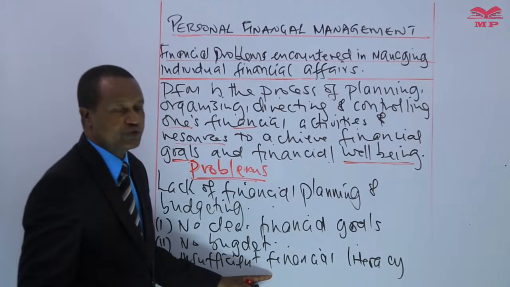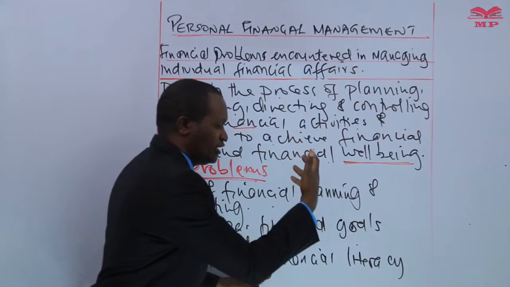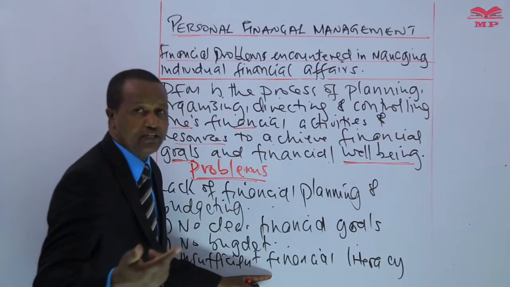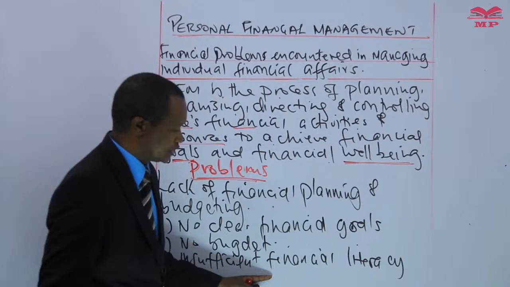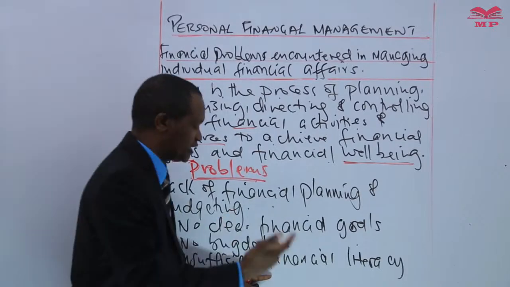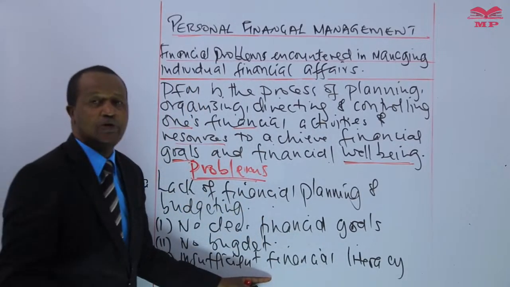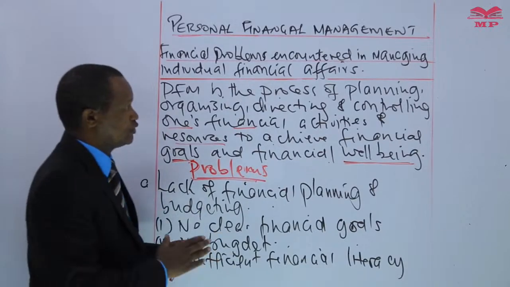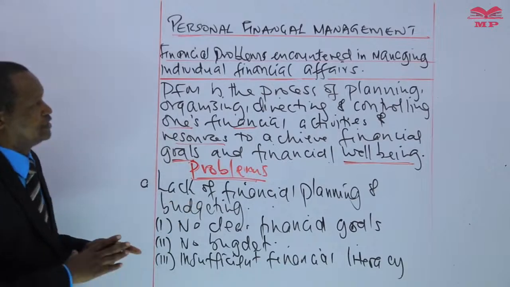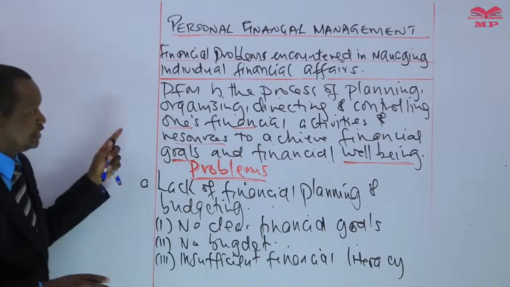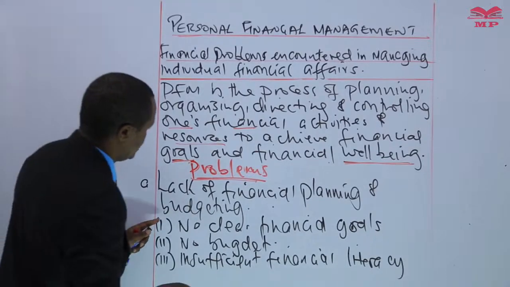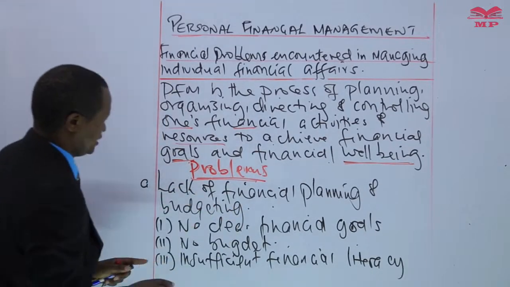And it's common for individuals to seek medical advice, to seek advice in other areas, but in my experience in my life, I've observed that individuals rarely seek financial advice on their personal financial affairs or matters. And that is a problem that is encountered in managing individual financial affairs. So this is the first category, lack of financial planning and budgeting.